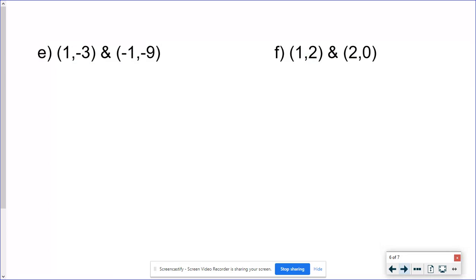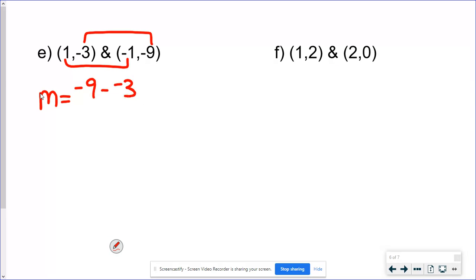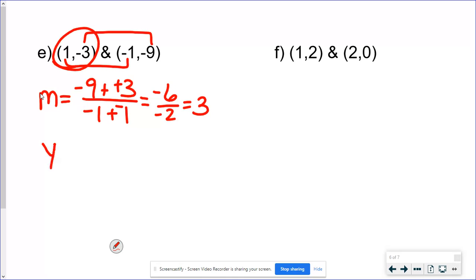Okay, almost done. I'd like to do these last 2 examples, and hopefully you're feeling pretty good right now. If you feel like you get this, you may want to just pause the video, try these on your own, and then go ahead and look at the answers that I get. So my slope, -9 minus -3 over -1 minus 1. I'm going to get -6 over -2, which is +3. And then y minus my y number equals m times x minus my x number.